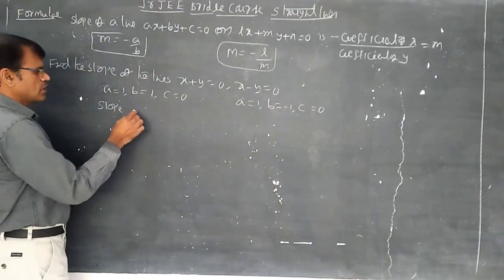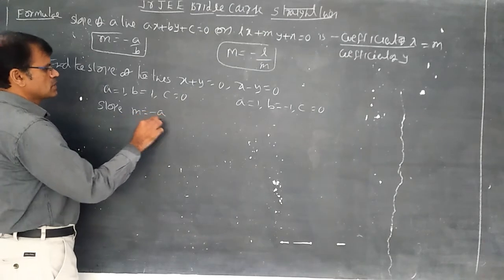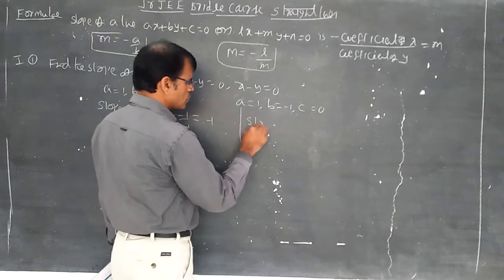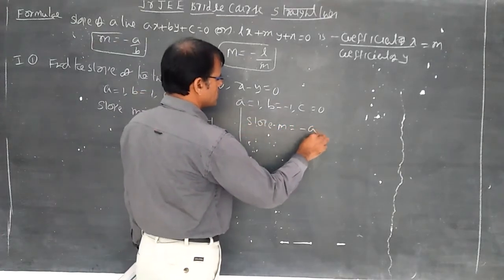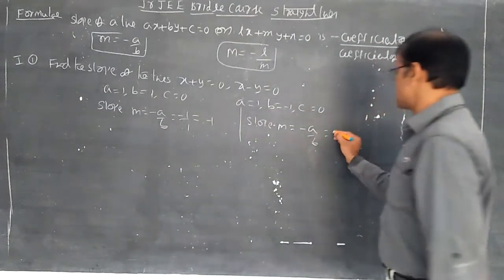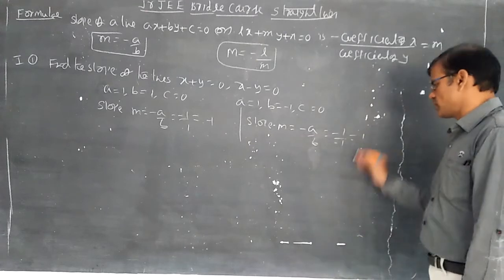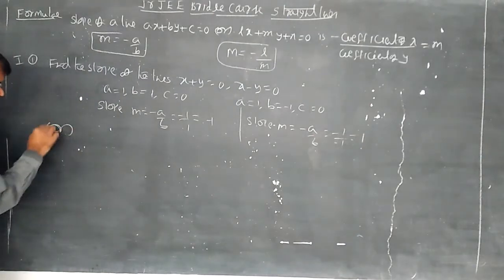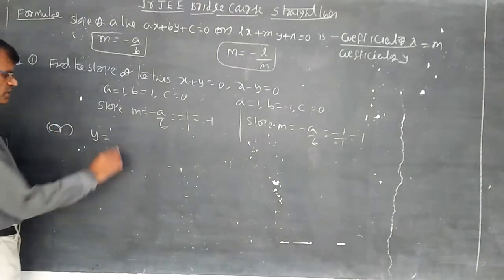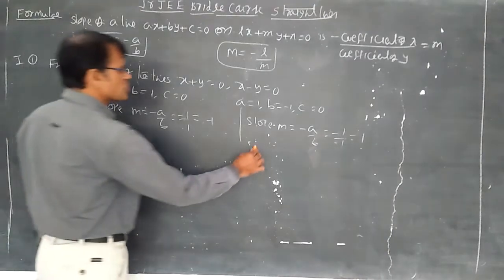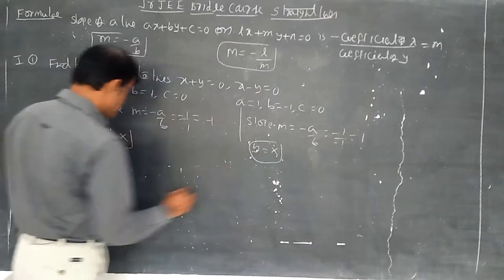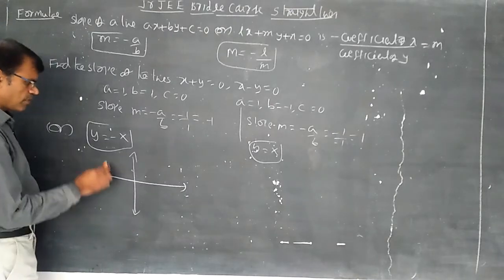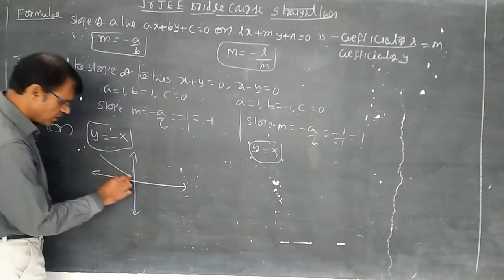Slope, you can write here, slope m formula minus a by b, that is equal to minus 1 by 1, that is equal to minus 1. Here also slope m is equal to minus a by b concept. So you write here minus 1 by minus 1, it becomes 1. This is according to the formula of the given line, and you can understand this one as y is equal to minus x, and this one as y is equal to x. We discussed regarding this equation. This is the equation of straight line passing through origin having negative slope.